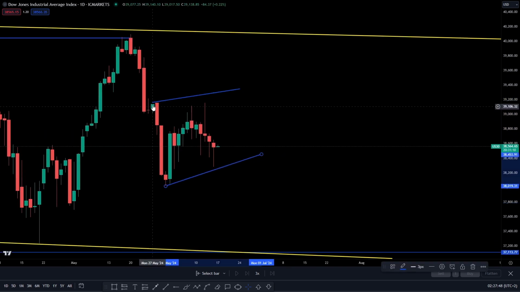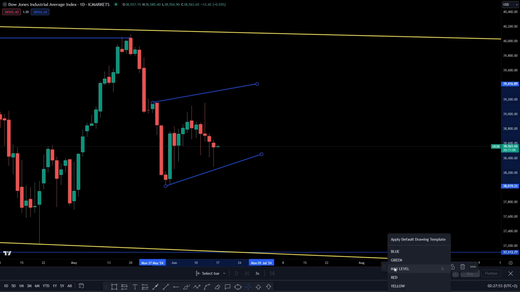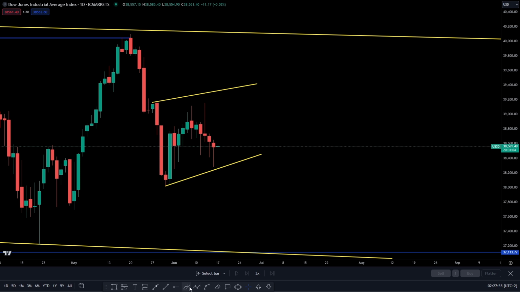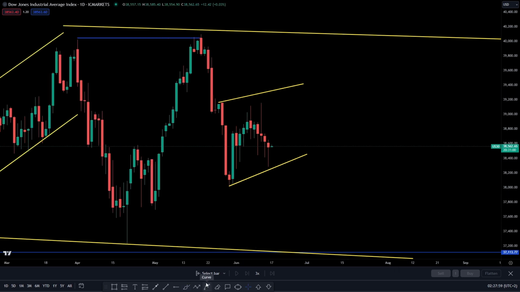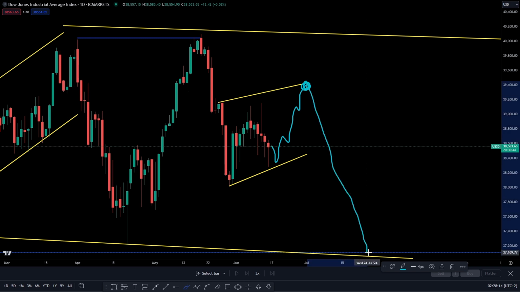Okay, so this is it. Okay, so this is what I'm seeing. If the market comes up here and it gives me a third touch of this trend line, and then I have a decent opportunity to sell, I'm gonna take the sell.